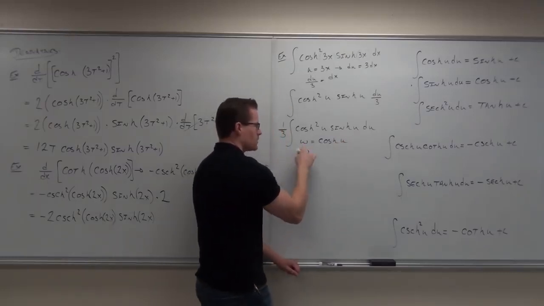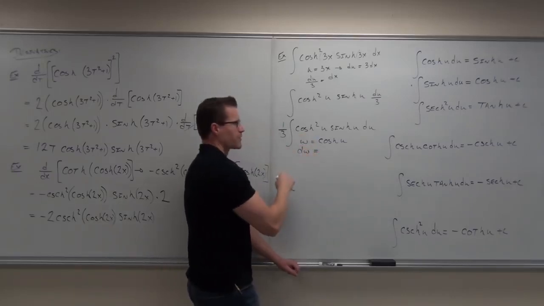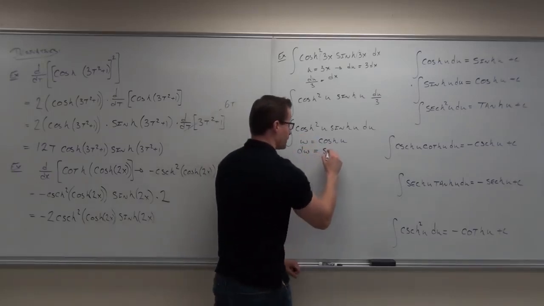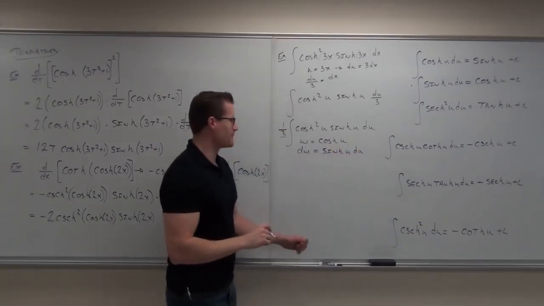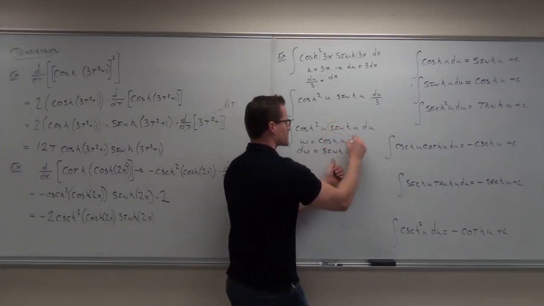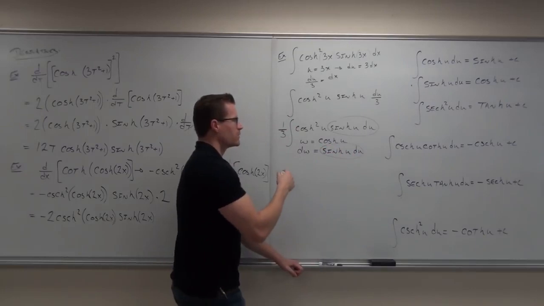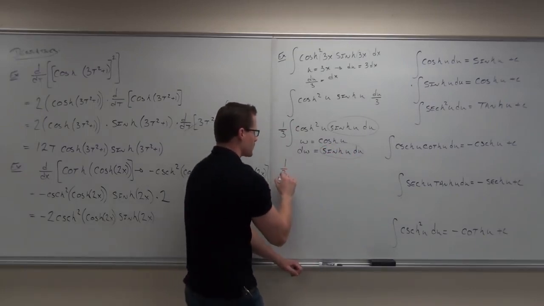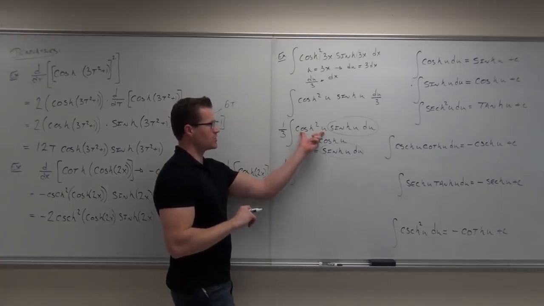Make sure your dw matches your w. What's the derivative of cosh u? Sinh u du. Hey, look at this. This is exactly this thing. So when we change this, I'm going to have 1/3. Please watch carefully. This was cosh u squared.